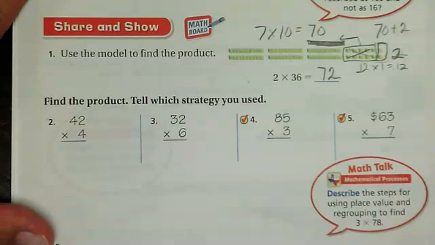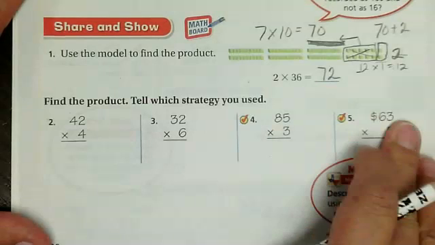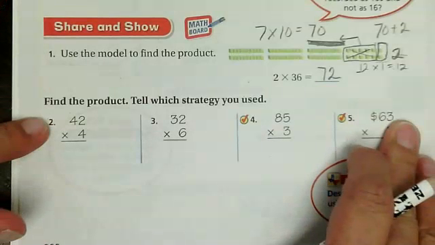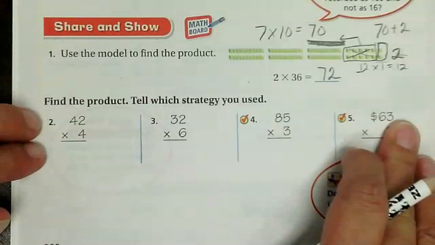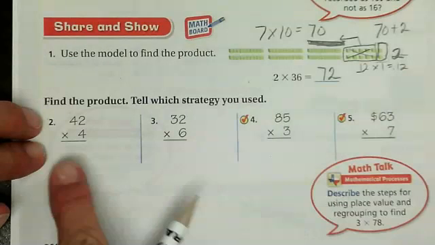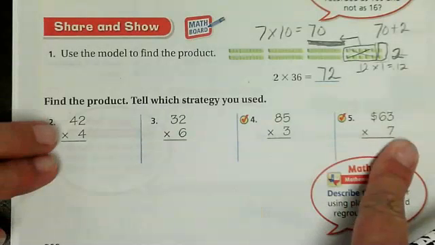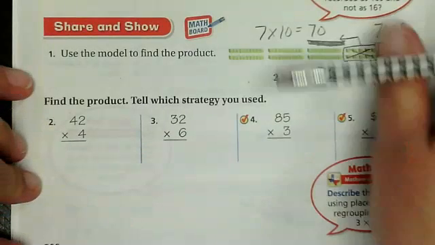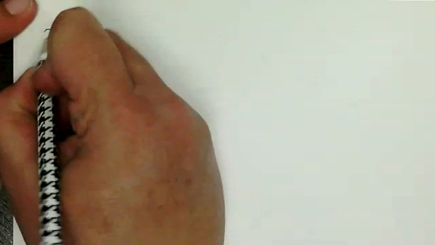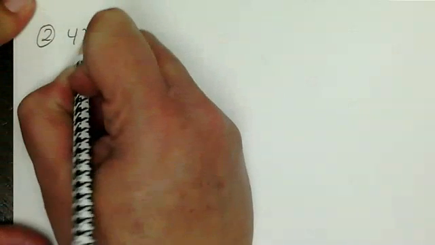There's problem number 1. On the other 4 problems, we are going to use base 10 block method, partial product method, and just solving the equation method. We're doing this because you had your choice of which ones you use base 10 blocks on and which ones you use your other strategies on. All right, so here we go. 42 times 4 is our first question.